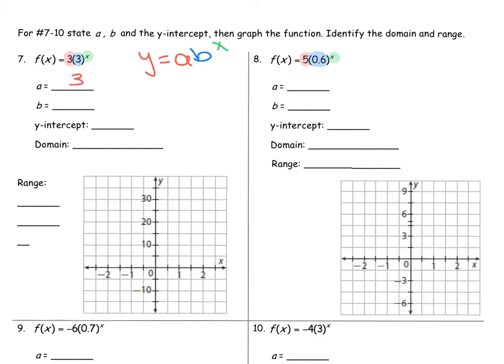Our B value is also 3. Remember, A is equivalent to the y-intercept, so this is also 3. Now, we have to come up with the domain. But before I do that, I actually want to graph this. And we're also going to take a look at what the range is as well. So I'm going to add that in.